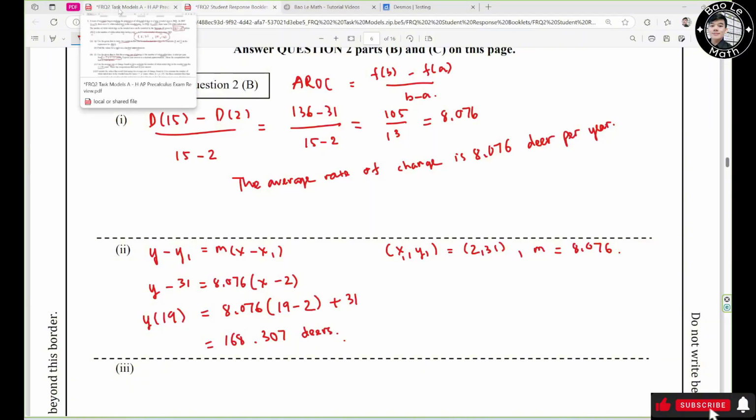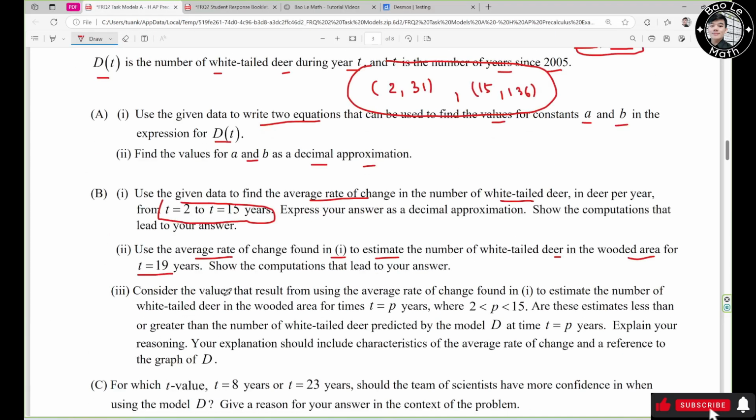Now let's move on to question B3. Consider the values that result from using the average rate of change found in B1 to estimate the number of white-tailed deer in the wooded area for time t equals p years, where 2 is less than p is less than 15. Is this estimate less than or greater than the number of white-tailed deer predicted by the model D at time t equals p years? Explain your reasoning. Your explanation should include characteristics of the average rate of change and a reference to the graph of D.